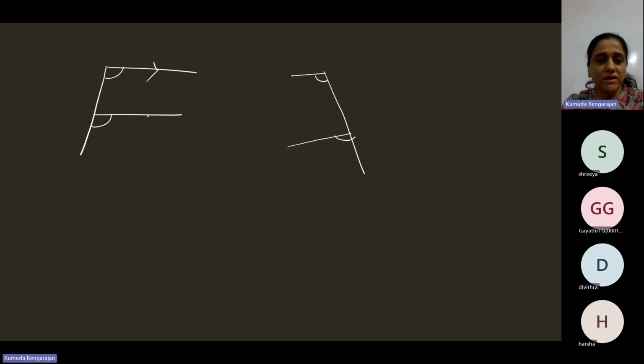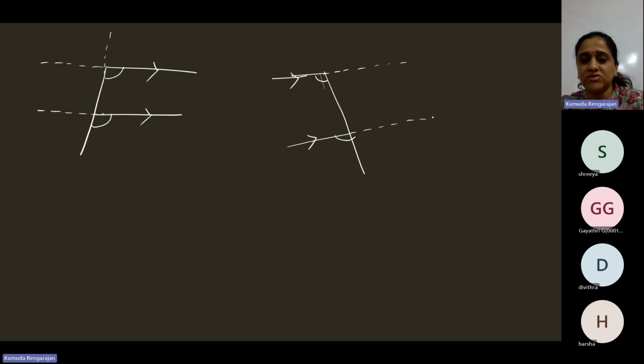So these two are the parallel lines. You can produce a figure to understand. Can you see it now? Corresponding angles. So this line is parallel to this line. This is the transversal. You can just produce the lines to get a clear picture. Now see, these two are corresponding angles.